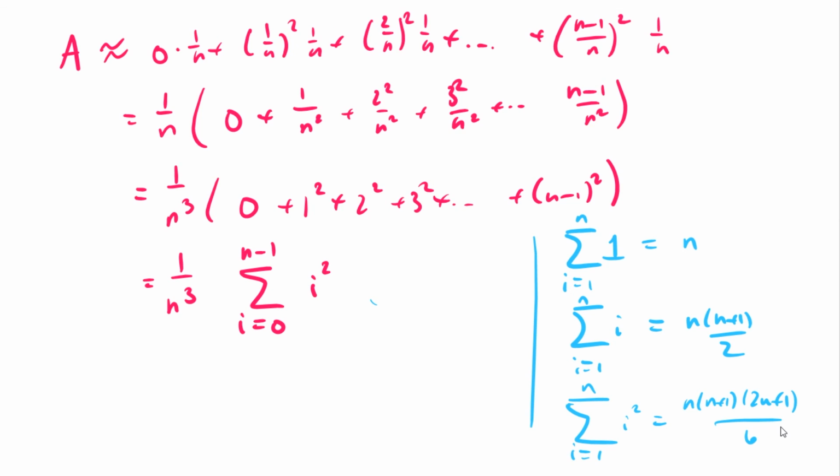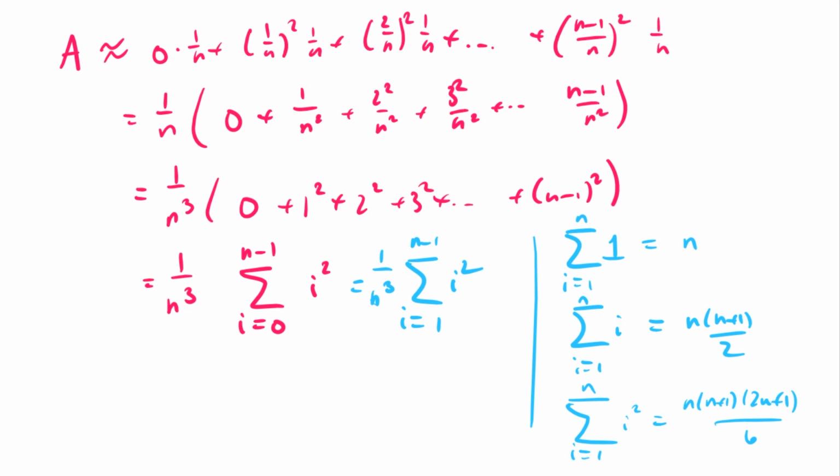So you should notice that the starting index doesn't match correctly, right? Because we started with 0, and there are these 1s in here. The thing is, the 0 doesn't count because it's just a 0, so you can throw that away. So you might as well replace this with 1 over n to the third times the sum from i equals 1 to n minus 1 of i squared.